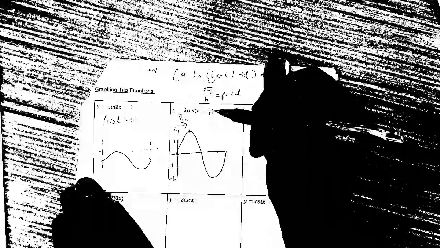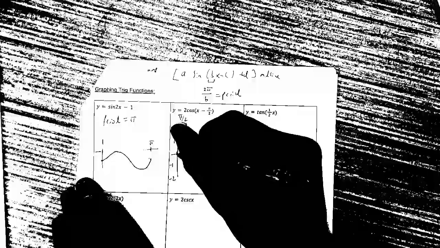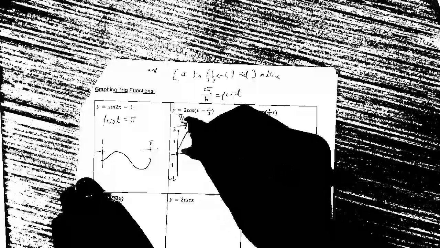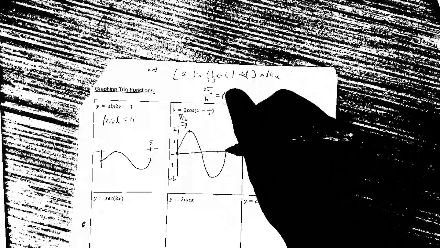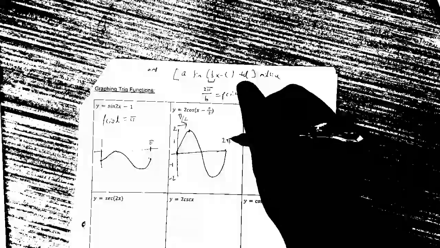So we shifted everything a pi over 2. Okay, does that make sense? Normally we'd start here, we shifted it there. So we actually start at the 0. This is still 2 pi here.